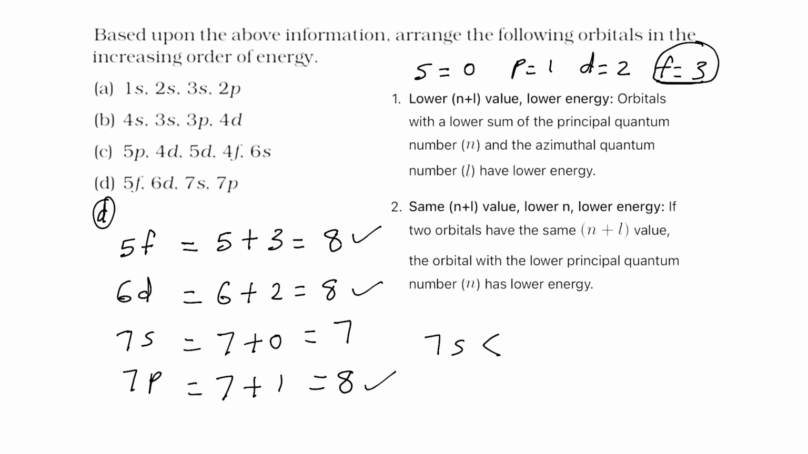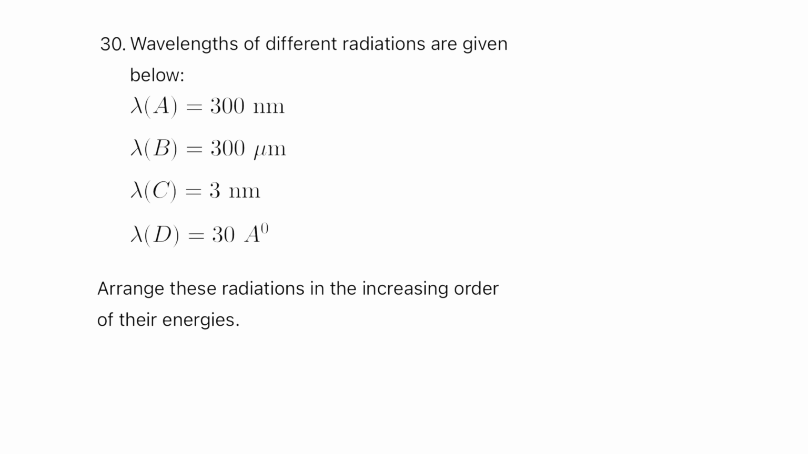See, next question is wavelength of different radiations are given below. See, lambda A is 300 nanometer. For B it is 300 micrometer. For C it is 3 nanometer. And last one it is 30 angstrom. Okay, so I am writing all this in SI unit. So 300 into 10 raised to minus 9 meter. 300 into 10 raised to minus 6 meter. Now 3 into 10 raised to minus 9 meter. And 30 into 10 raised to minus 10 meter.